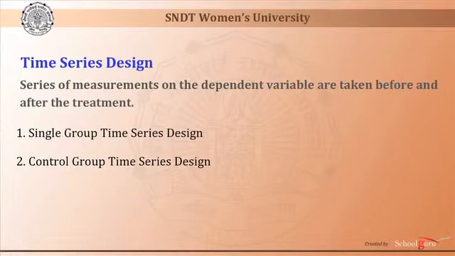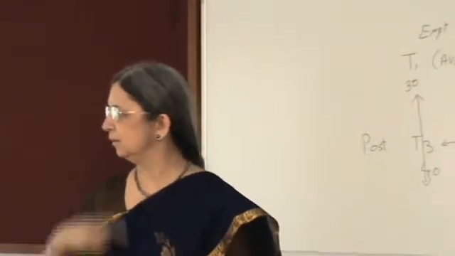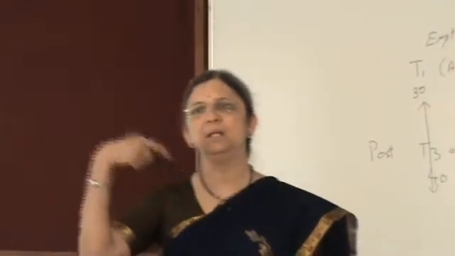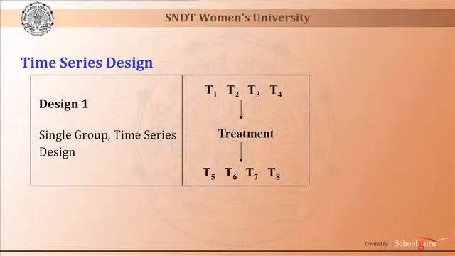Time series. A series of measurements on the dependent variable is taken before and after the treatment. I have to start the treatment after 1 month. So what I do, I start testing from today. I have 4 readings. Then actually I give the treatment and then again I test. One is called single group and the other is control group time series. This is how it will look.